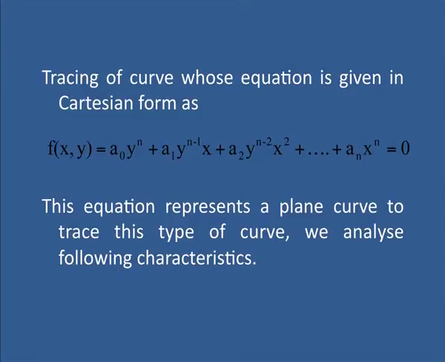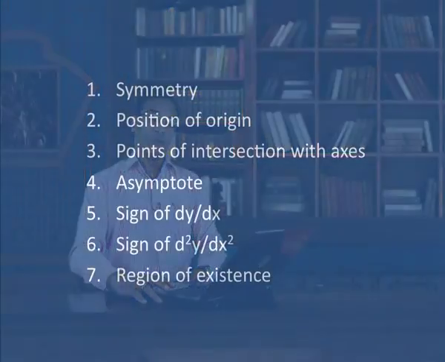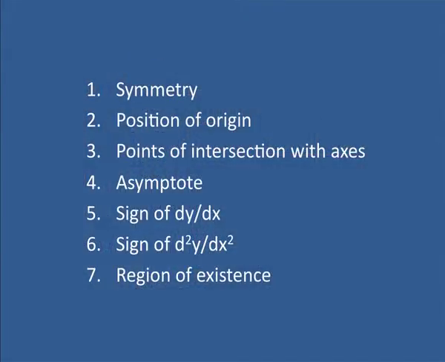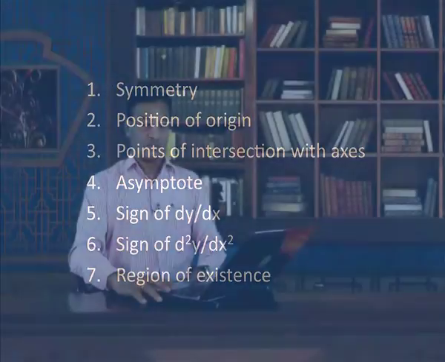To trace this type of curve, we analyze the following characteristics of the curve. Number 1, symmetry. Number 2, position of origin. Number 3, points of intersection with the axis. Number 4, its asymptotes. Number 5, the sign of dy by dx. Number 6, the sign of d2y over dx square, and at last the region of existence of the curve. Now I will explain these points one by one to get clues for tracing the curve.